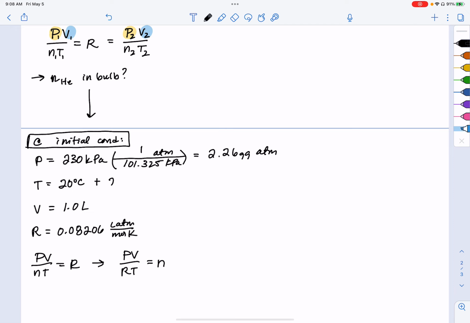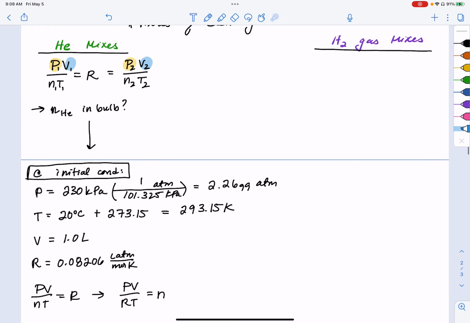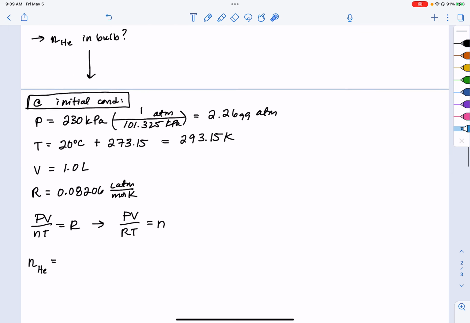Okay, temperature. I need to add 273.15 to my Celsius. This becomes 293.15 Kelvin. And my volume is already in liters. So let's now use this equation to solve for the moles of gas, specifically of helium, that are present before mixing. It's going to be the same as what's found after mixing, but we need this quantity if we're going to try to solve for our new pressure.